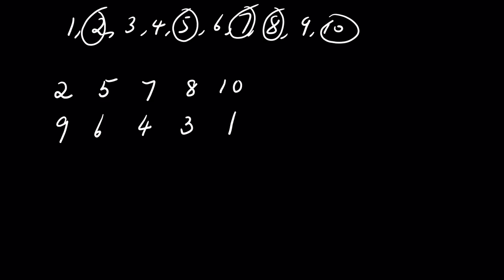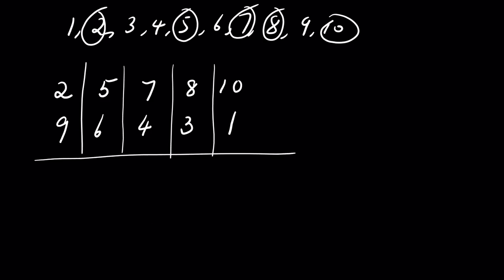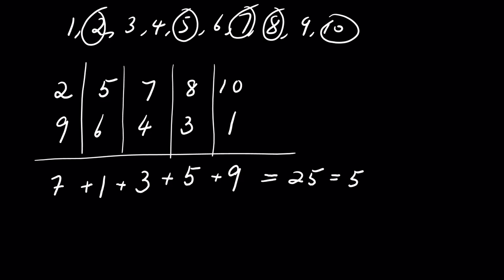After which, we'll look at each column. I'll take the absolute difference for the numbers in each column. First column, it will be 7. Second column, 5 and 6, the absolute difference is 1. Third, the absolute difference of 7 and 4 is 3, then 5, 9. After that, I add all these numbers and I get 25, which is equal to 5 squared.